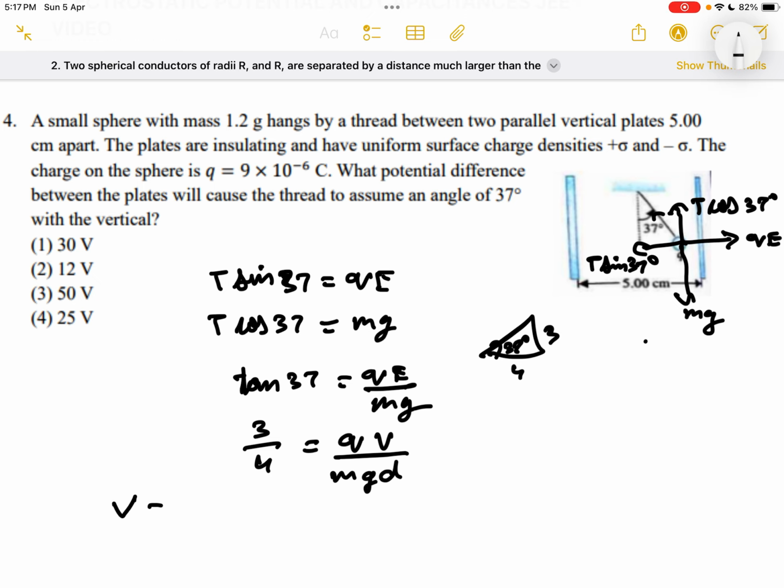Now, you want to find the potential difference. V is going to be 3mgd divided by 4q. All the quantities are given. When you substitute for these quantities, for example, mass is 1.2 gram and charge is 9 into 10 power minus 6, d is 5 centimeter, g is 10. Substitute and you would get 50 volt. Option 3 is the correct answer.